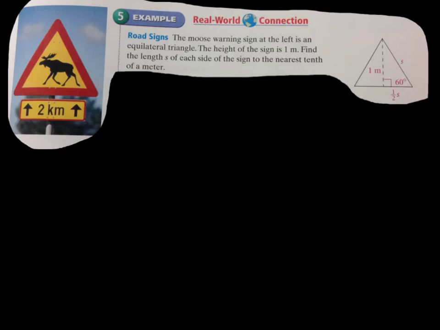Example 5 asks us to find the length of each edge of the moose warning sign if the height of the moose warning sign is 1 meter. Okay, so obviously this is a very big sign if it's 1 meter tall. Moose is a very big animal, and you don't want to be hitting those with your vehicle. I mean, think of the damage that a deer does around here to our cars. Moose would be considerably worse since they're so much bigger.